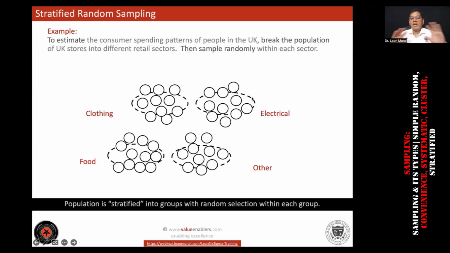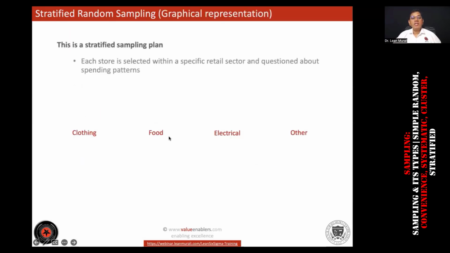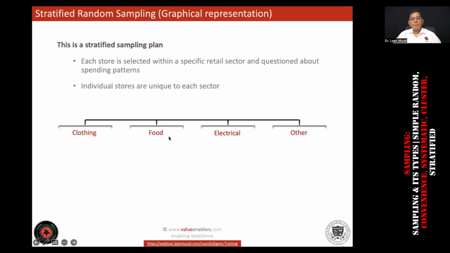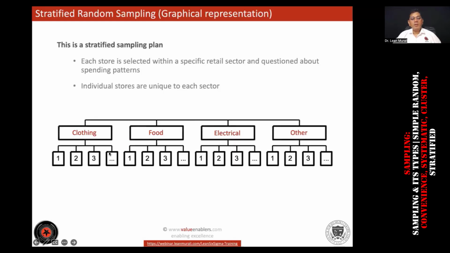The population is stratified into groups with random sample selection from each group. Or in other words, from here you select people randomly and ask their expenditure: how much do you spend? From food you select people randomly, from electrical you select randomly, and do this.